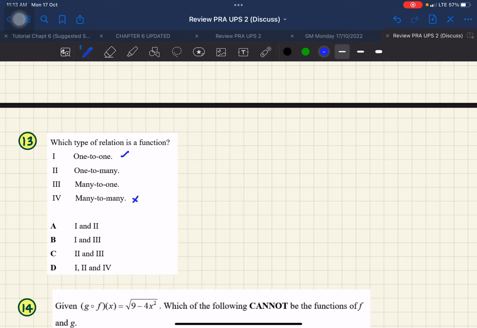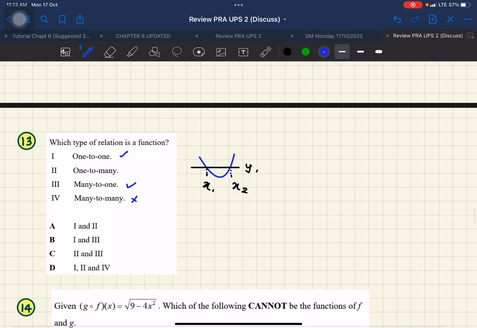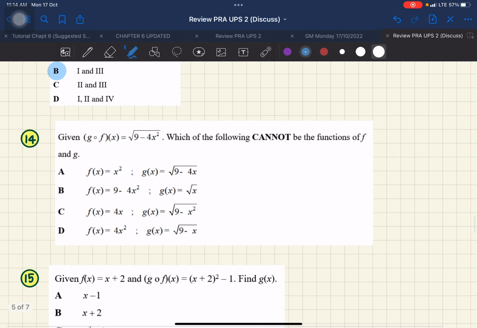So banyak nilai x untuk satu nilai y. So kalau awak terlupa, let's say yang ini. Okay, kita bayangkan kita ada quadratic. Quadratic adalah function. Okay, so kita ada banyak nilai x. So this is two value of x, x1 and x2 for just one value of y. Okay, so jawapan kita is many to one. So the answer is 1, 3. Bola. Okay, so number 14.